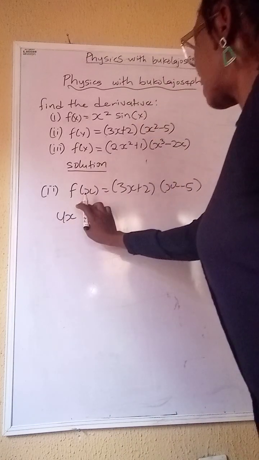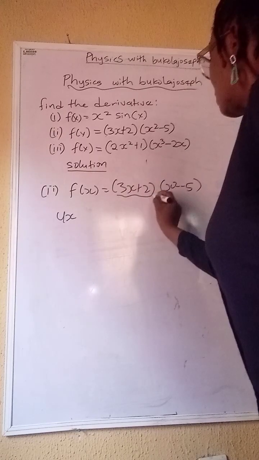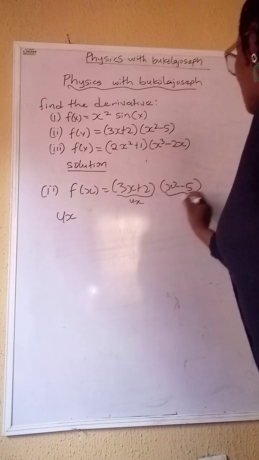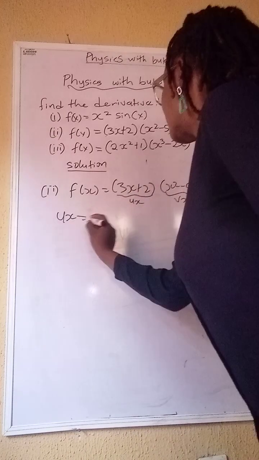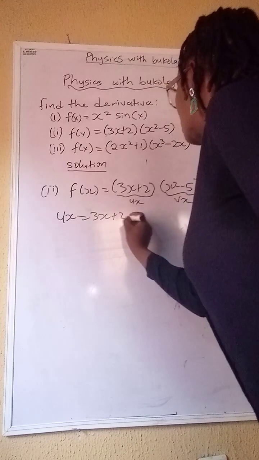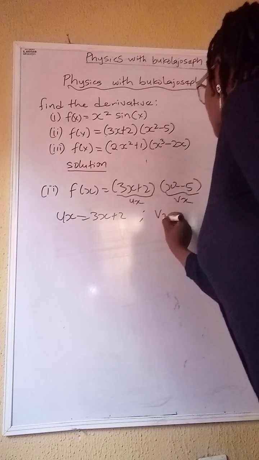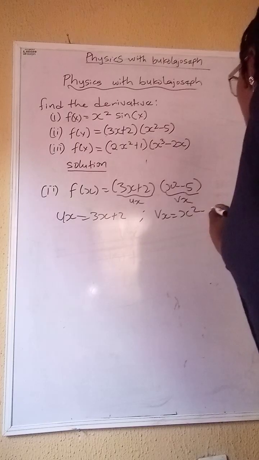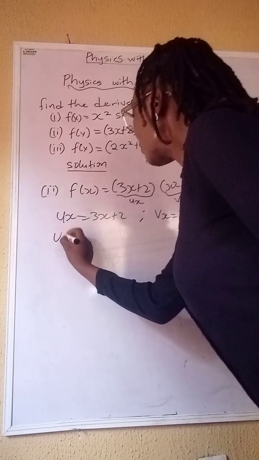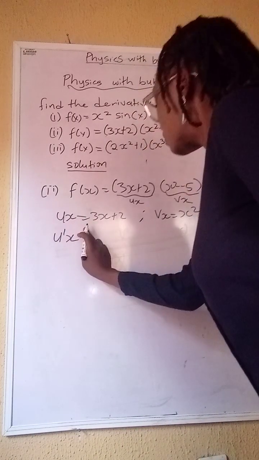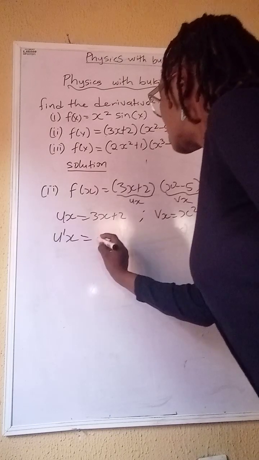u(x) is a function of f(x). This will be our u(x). This will be our v(x). So u(x) is equal to 3x plus 2. And then v(x) is equal to x squared minus 5, right? So we have u prime. Differentiating this with respect to x, we have what?